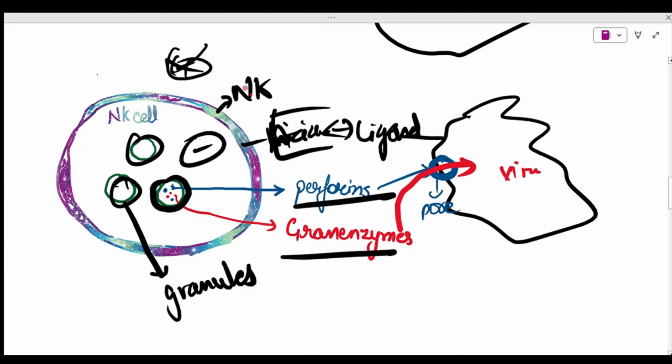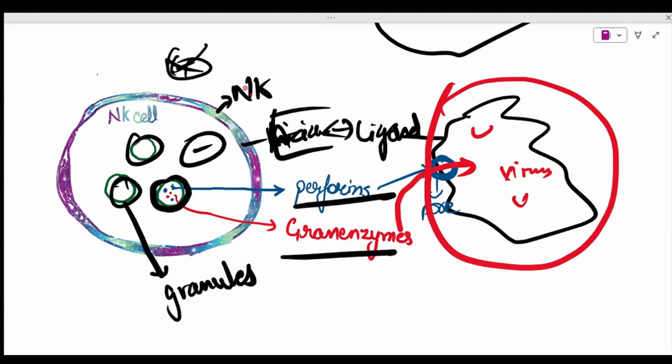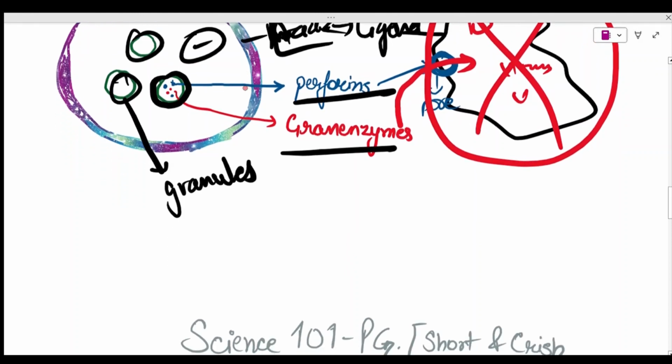Now this cell contains various viruses, like virus here, there. So what it will do is some enzymatic activities and kill this whole cell. So this whole cell will be destroyed. So that's how these NK cells work.